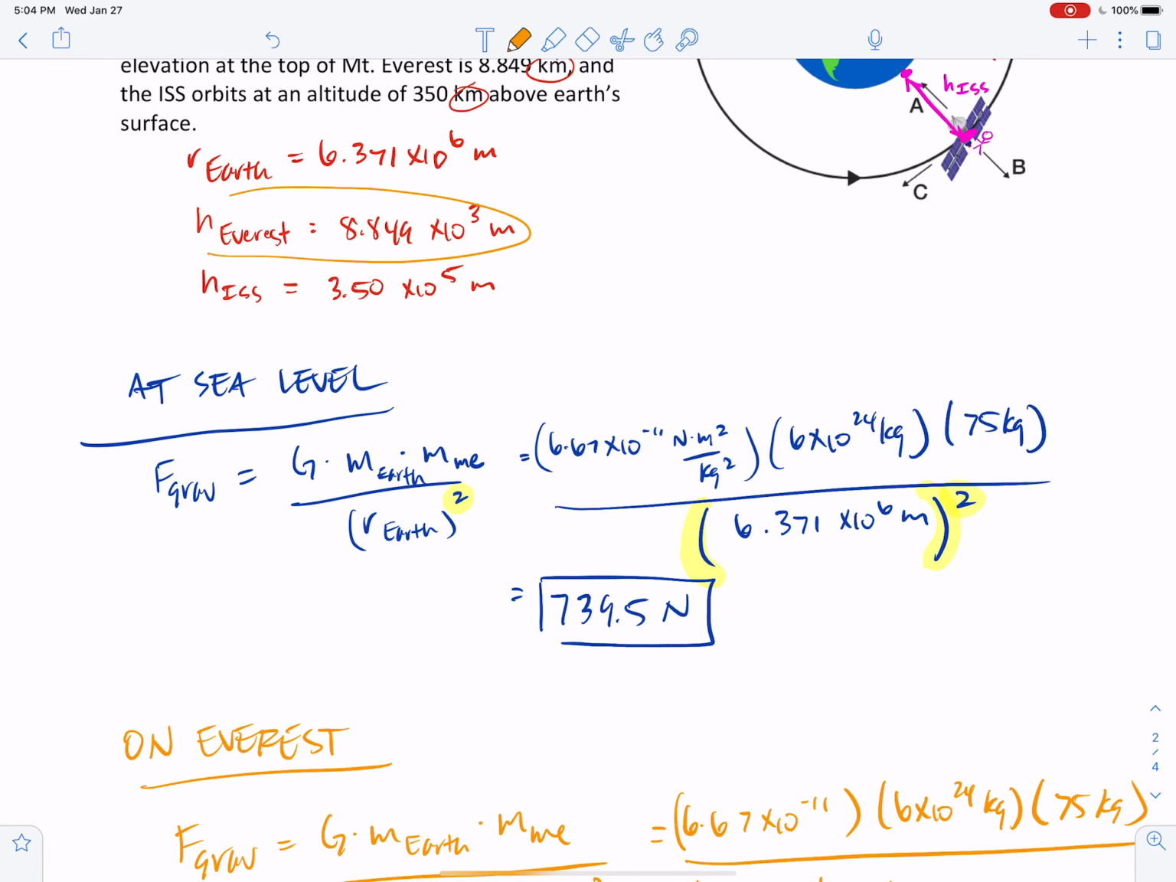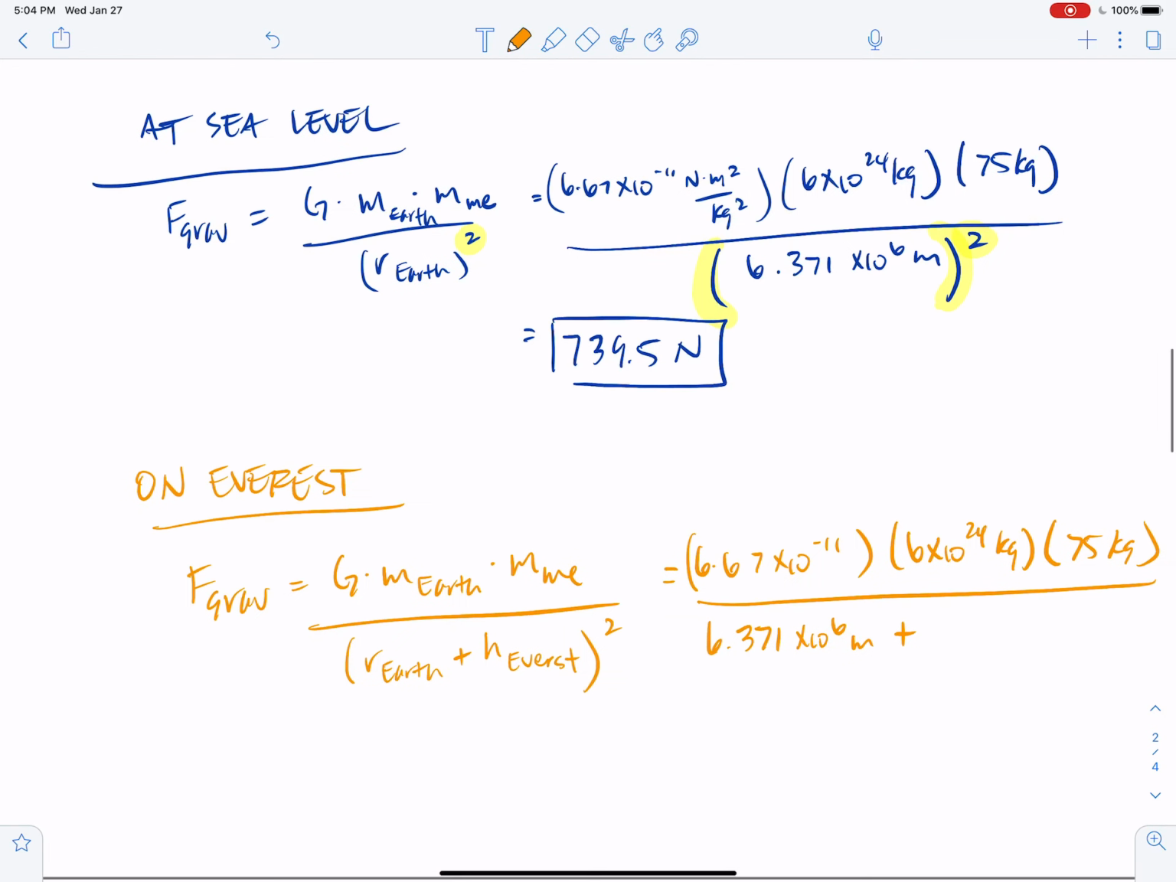So it's right here, 8.849 times 10 to the 3rd. That's meters. Don't forget to square it, okay? And if you do the calculator work correctly, you will get 737.4 newtons.